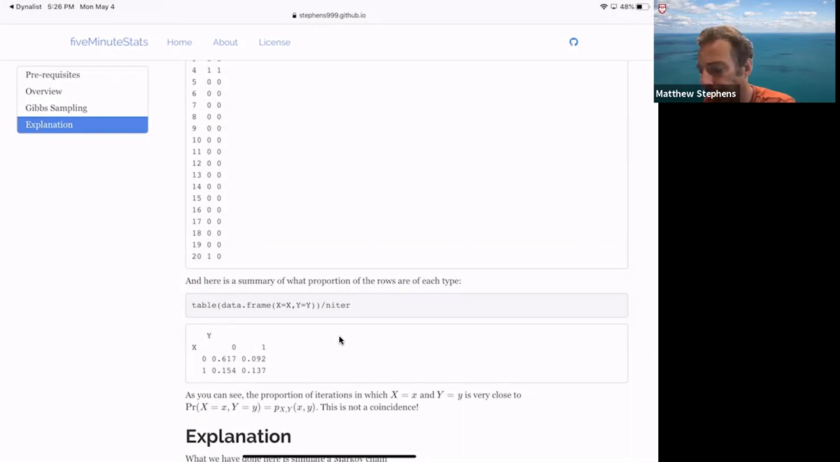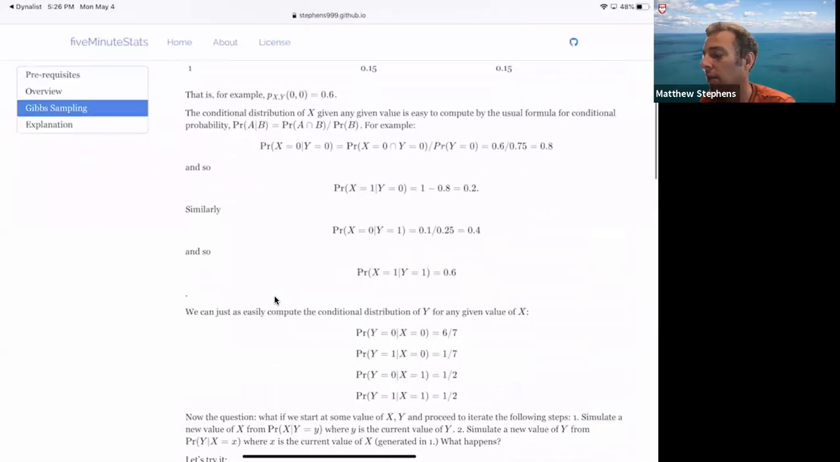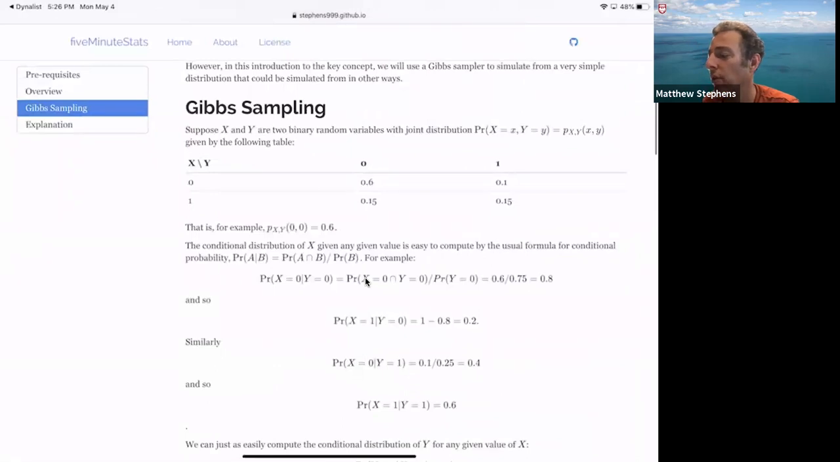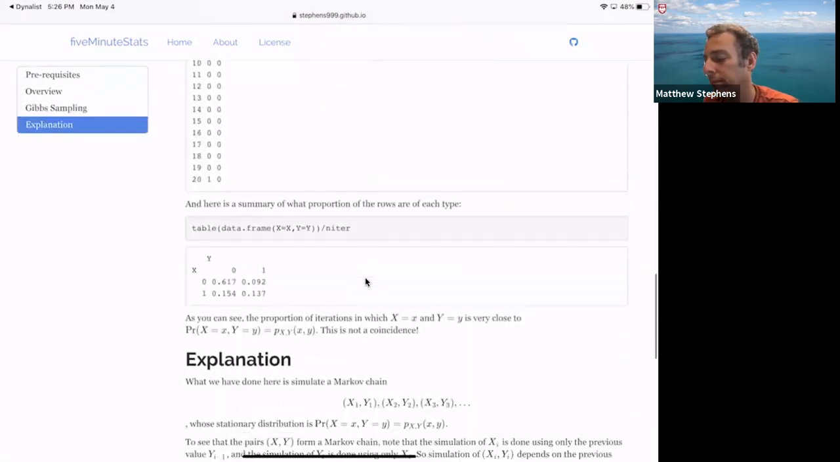What you can see here, putting it in mathematical terms, is that the stationary distribution of this Markov chain is actually the joint distribution P of x and y. But we generated the Markov chain using only the conditionals. So if I hadn't told you the joint, if I'd only told you the conditionals, you could still have coded up this Markov chain and worked out the joint from the conditionals by running a Markov chain.